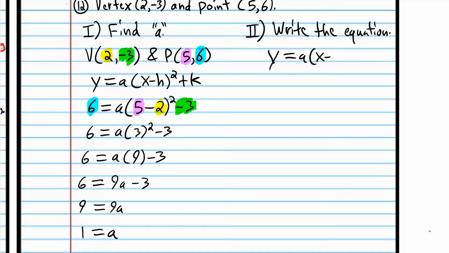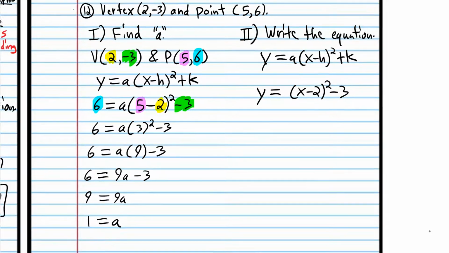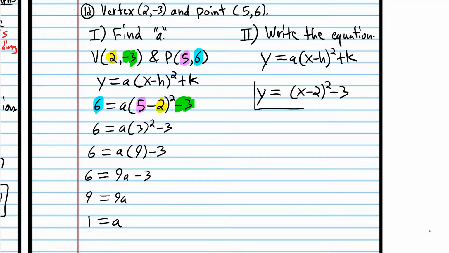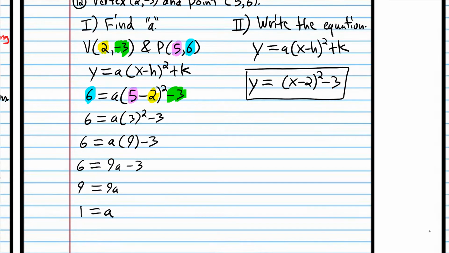So we plug in a, and we plug in h and k. So a is 1, which means we don't really even have to write anything. And the x value of the vertex is 2, and the y value of the vertex is negative 3. So if you got that answer, good job.